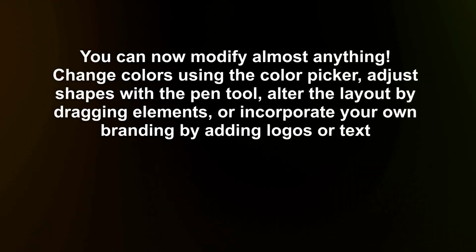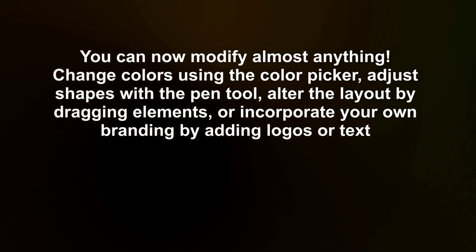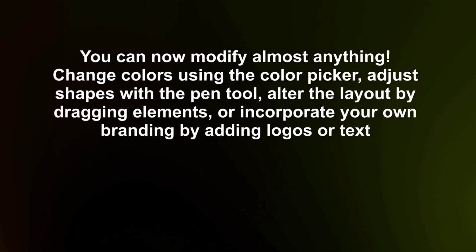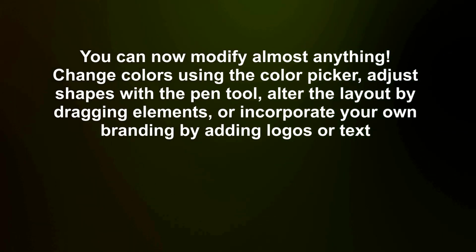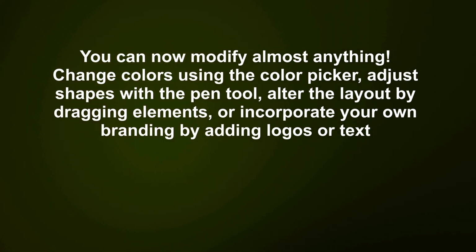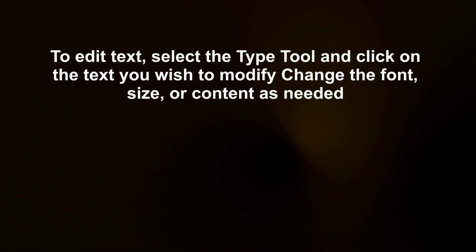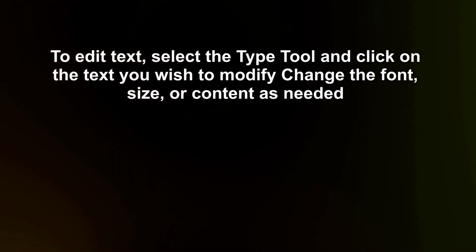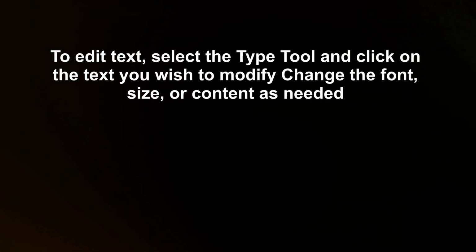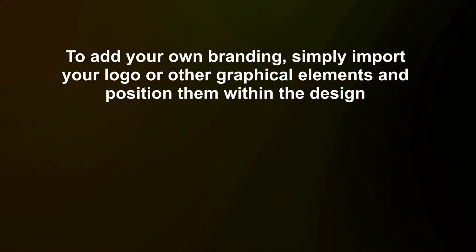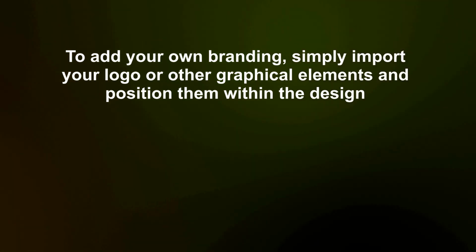You can now modify almost anything: change colors using the color picker, adjust shapes with the pen tool, alter the layout by dragging elements, or incorporate your own branding by adding logos or text. To edit text, select the Type tool and click on the text you wish to modify. Change the font, size, or content as needed. To add your own branding, simply import your logo or other graphical elements and position them within the design.